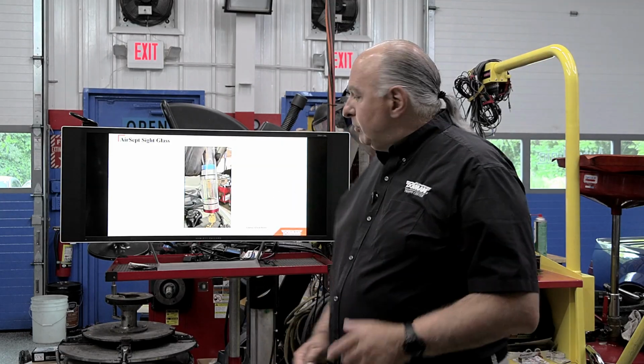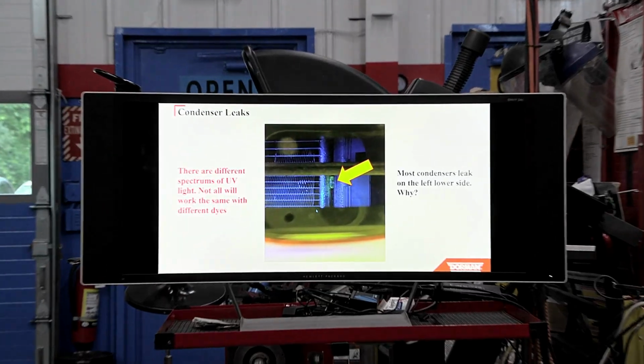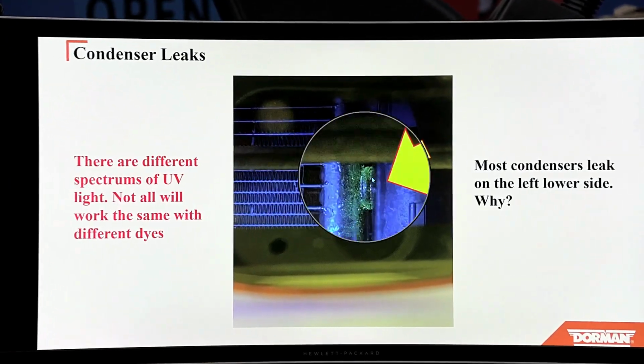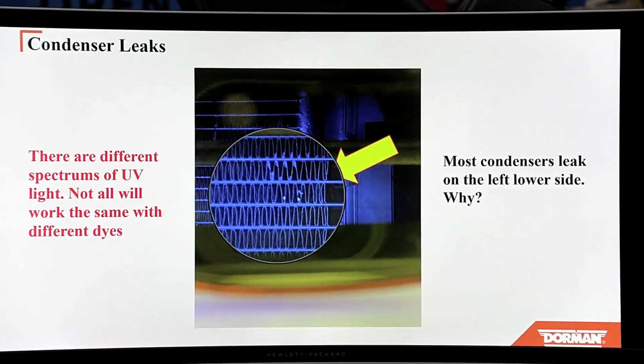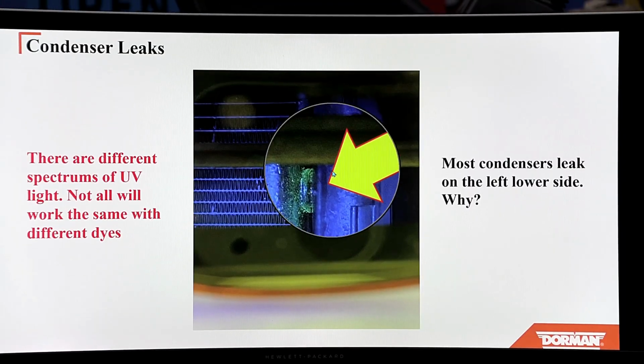Buy oil dye like we have in our machine, okay? We buy the premix oil dye. We use a POE. Never put more than 2 ounces in, okay? Very important. Now here, condenser leaks. There are different types of UV dyes. Here, we took this through the glasses.